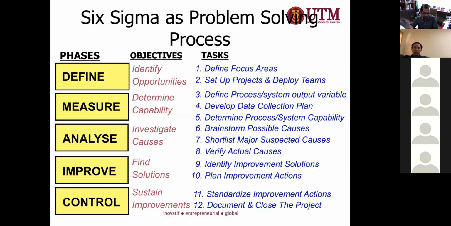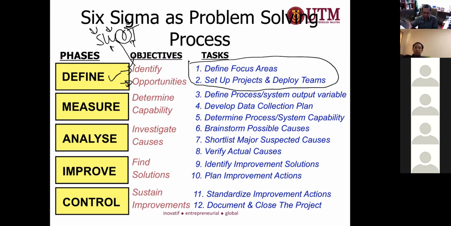And these are the phases for Six Sigma. We begin with define. In this define phase, the objective is to identify what we want to do and what the opportunities are. Maybe we can do a SWOT as well. Identify our SWOT, and then what our strengths are to overcome the threats and weaknesses, and what our opportunities are to overcome weaknesses and threats. Then they manage to define the focus area, set up the project, and deploy the team. When they have a team, they start the activities.